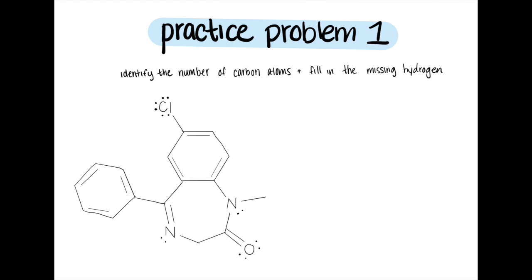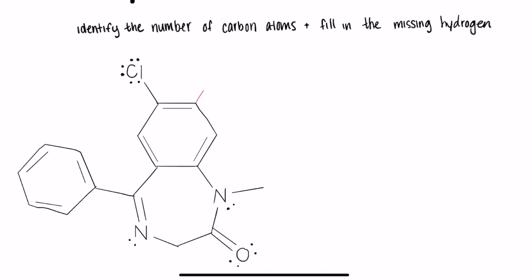Here we have a practice problem asking us to identify the number of carbon atoms in diazepam and fill in all missing hydrogen atoms. Each carbon atom should have 4 bonds. We therefore draw enough hydrogen atoms to give each carbon atom a total of 4 bonds. Any carbon atoms that already have 4 bonds will not have any hydrogen atoms. Here you can pause to view the final answer.